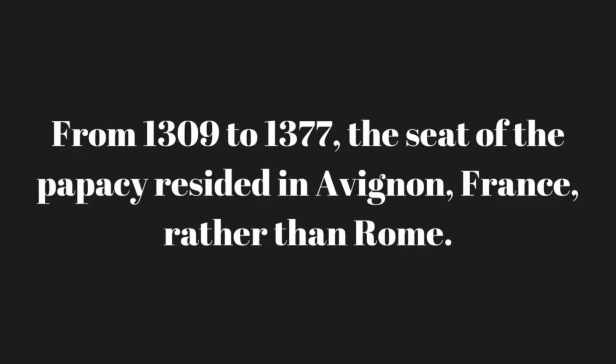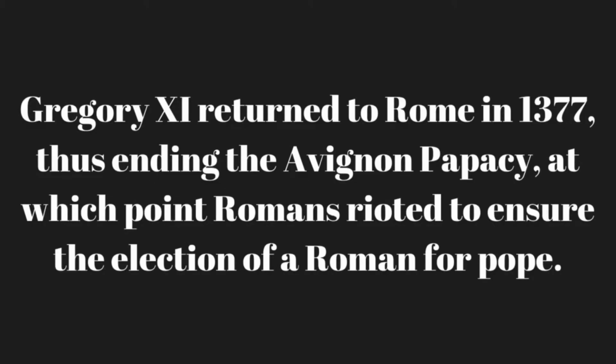So, just to touch back on the key points covered in this video. From 1309 to 1377, the seat of the papacy resided in Avignon, France, rather than Rome. Gregory XI returned to Rome in 1377, thus ending the Avignon papacy, at which point the Romans rioted to ensure the election of a Roman for pope.